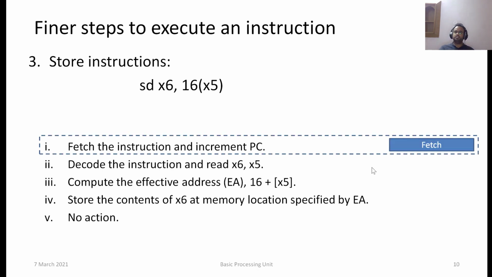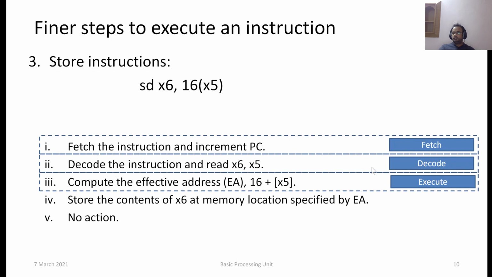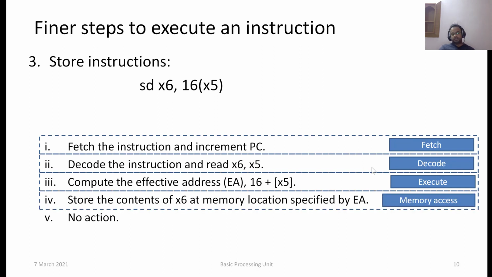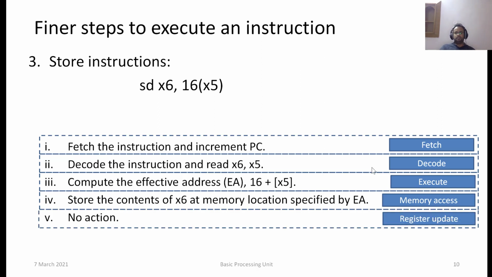So again, we have the fetch stage, decode stage, execute stage where we are computing the effective address, and in the memory access stage we are doing exactly the opposite of what we did in the load instruction. Here we are saying to the memory, go to this particular address and write the value that I am giving you. In the load instruction it would be exactly the opposite. We would say go to this particular memory location and get the value that's already in that location, right? And as a fifth step, there is no register update here.